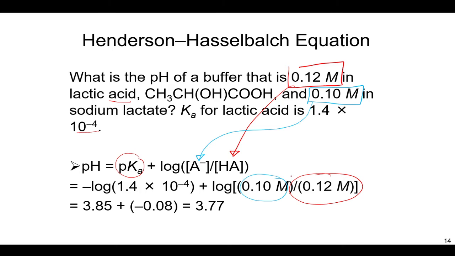So you enter all this into your calculator. Negative log of 1.4 times 10 to the negative 4 is 3.85. Log of 0.1 over 0.12 is negative 0.08. You add these two things together, and the pH here is 3.77. So even though there's relatively similar amounts of acid and base here, and it's actually a little bit more acid than base, the pH is still pretty low for this buffer. But there are significant portions of the acid and the base mixed together, so it's going to be able to neutralize any acid or base and not change its pH too much.